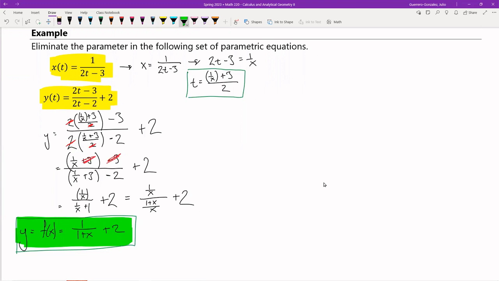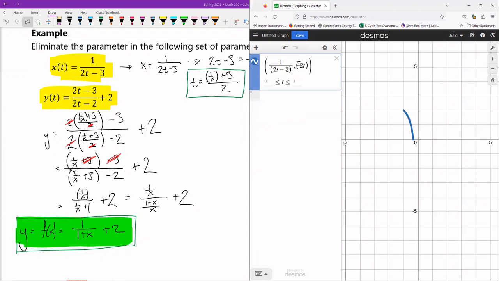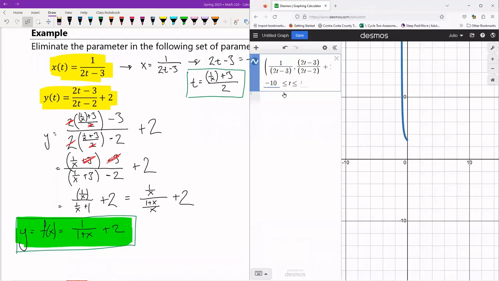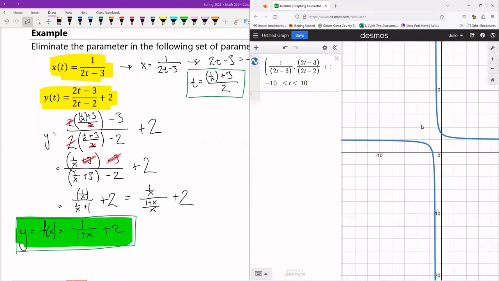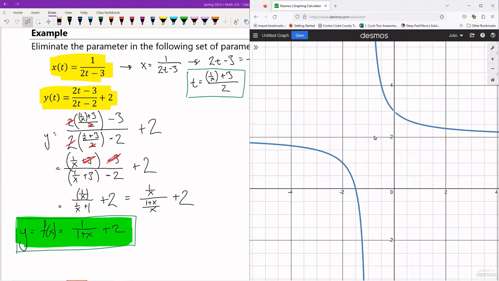Okay. Now, you guys are probably like, well, sure, whatever. I don't believe you, right? So let's go ahead and graph it out. Let's cancel that away. I'm going to set up the parametric equation just like normal. So 1 divided by 2t minus 3, comma, 2t minus 3 divided by 2t minus 2, plus 2. Right now I have it from 0 to 1. I want to make it a little longer. Let's do negative 10 to 10, just so that we get a nice drawing out of this. There we go. So my parametric equation is supposed to be this right here.